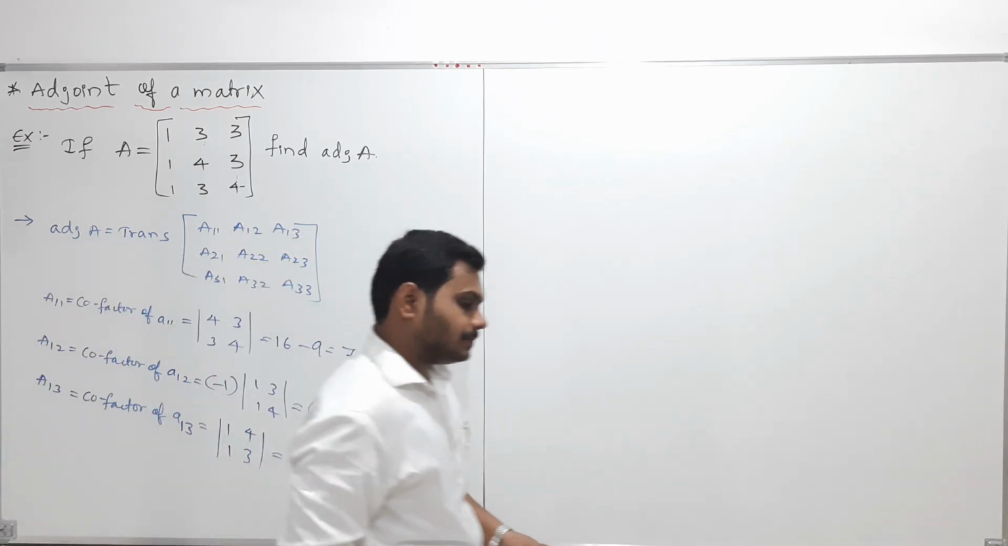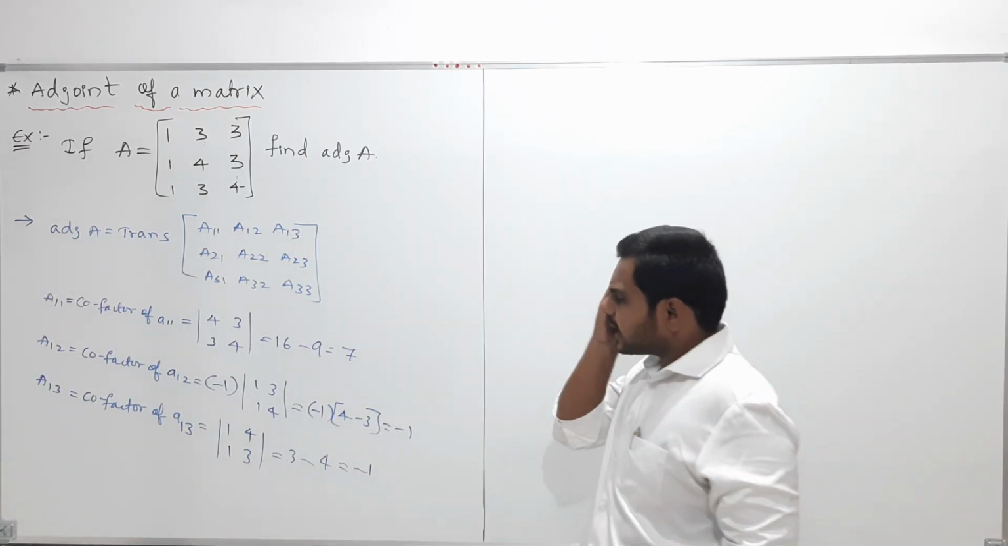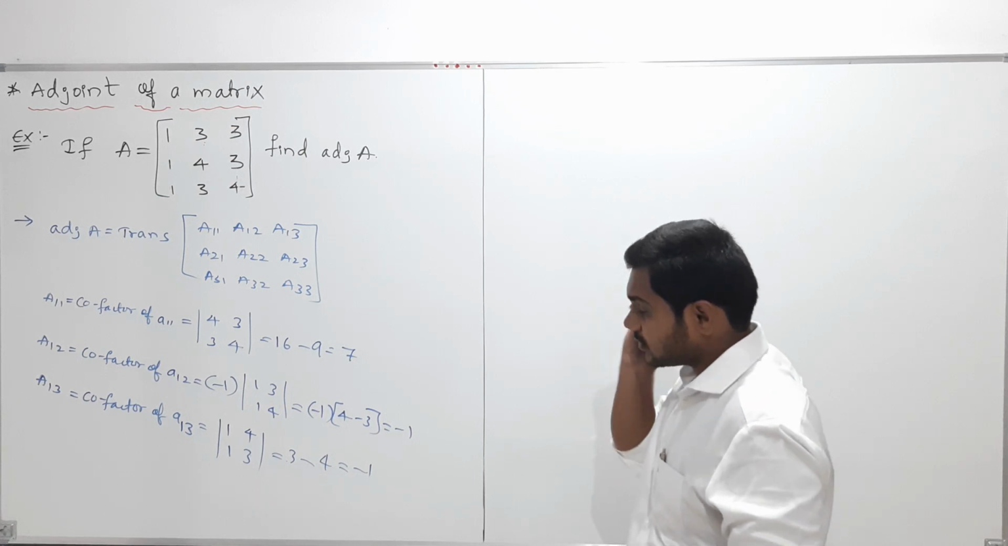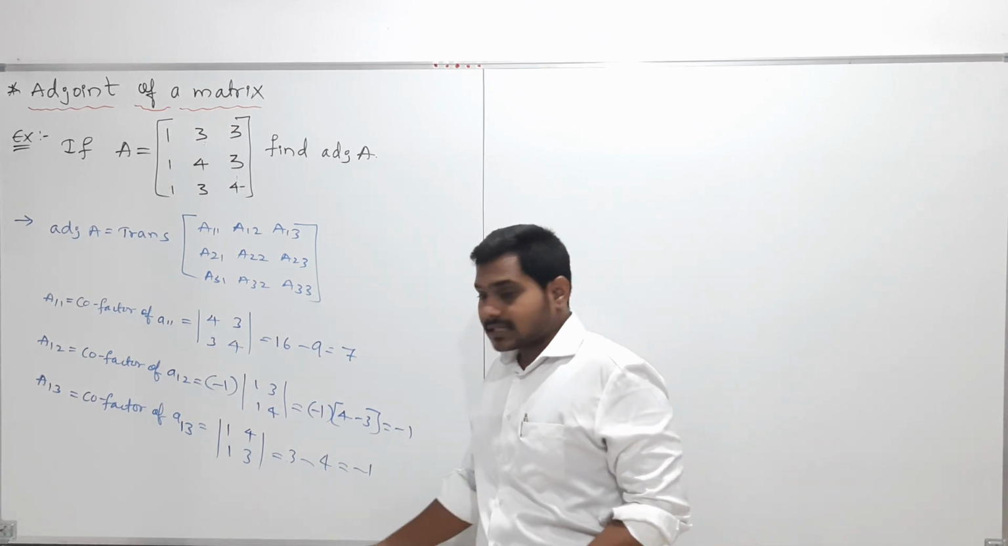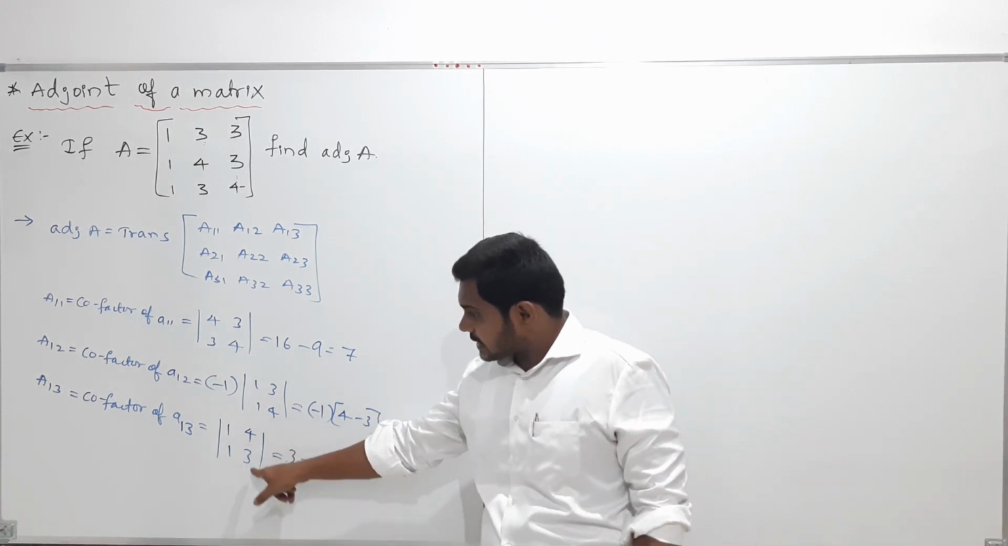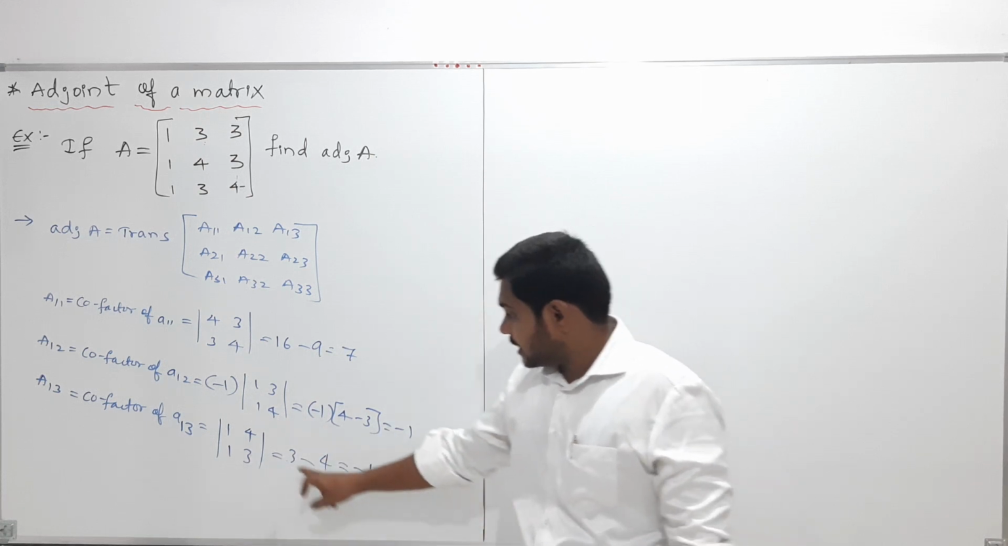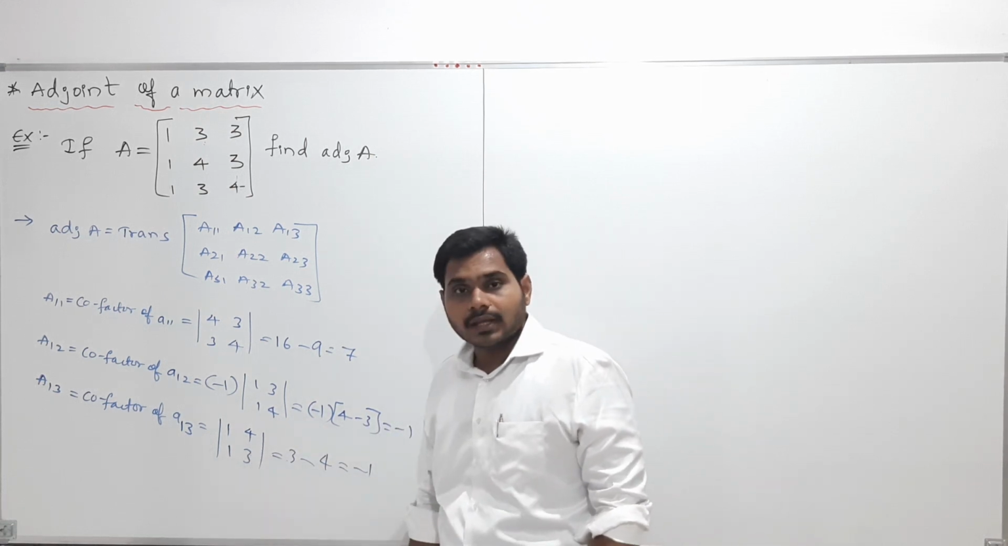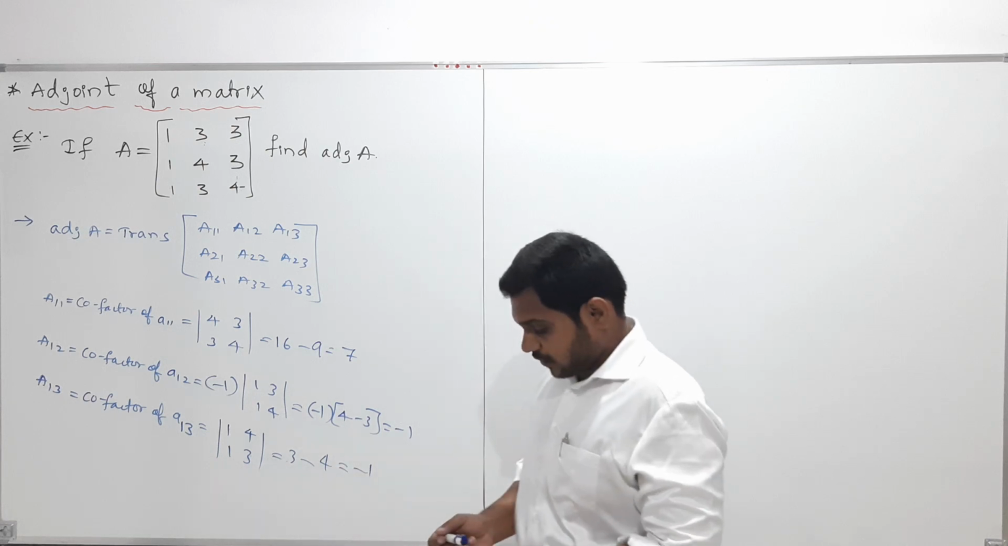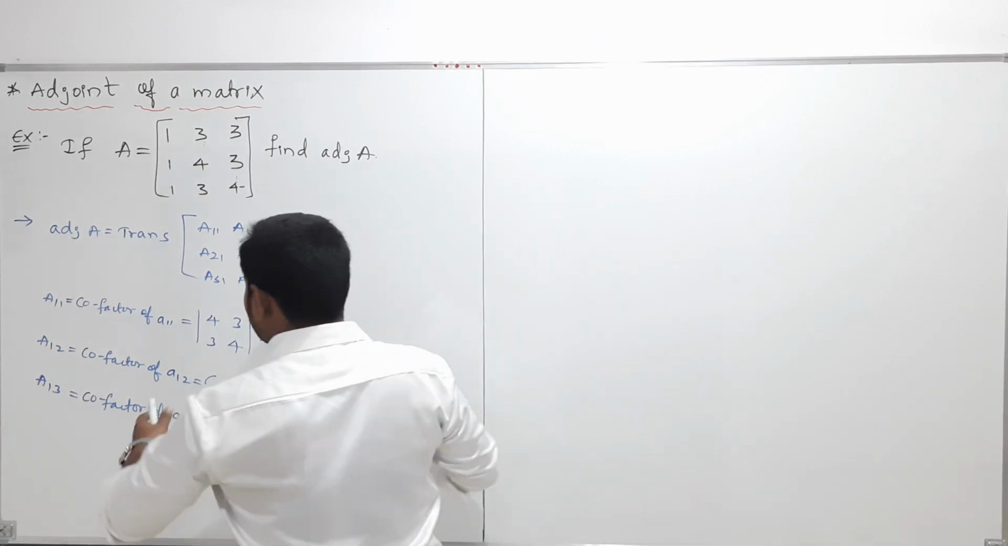Am I correct? So all this we calculated, my dear students. In the previous classes, in the previous videos, we discussed how to find out the determinant value of order 2 cross 2. Clear?